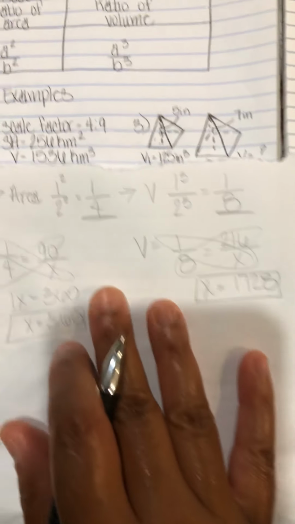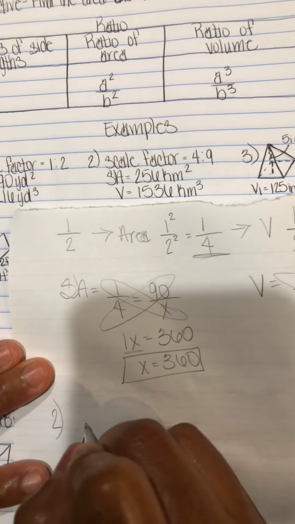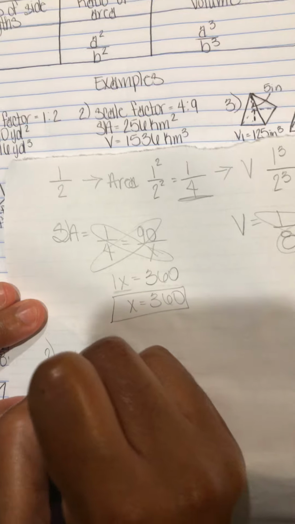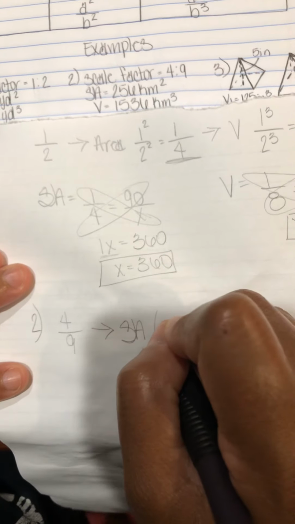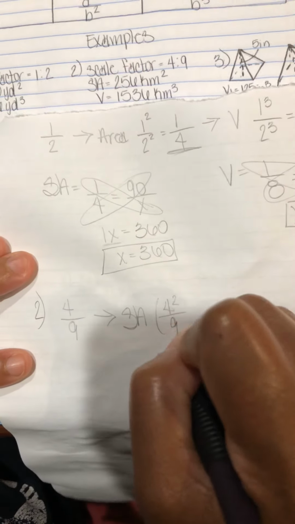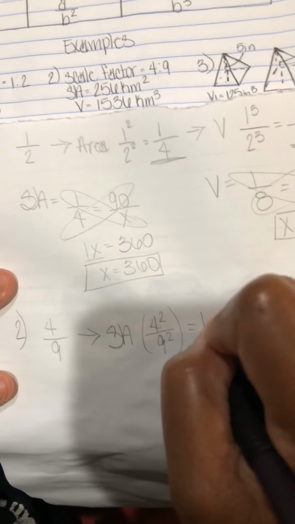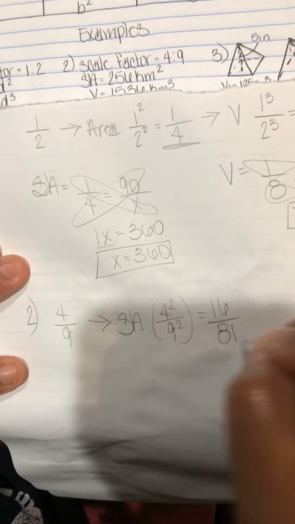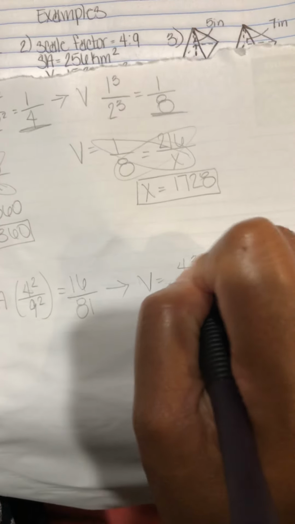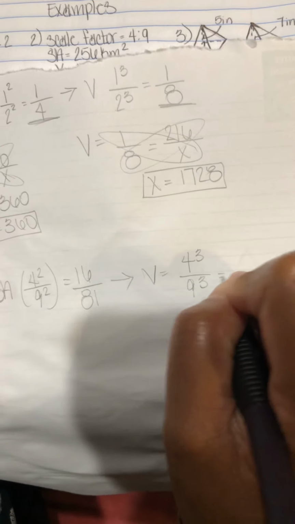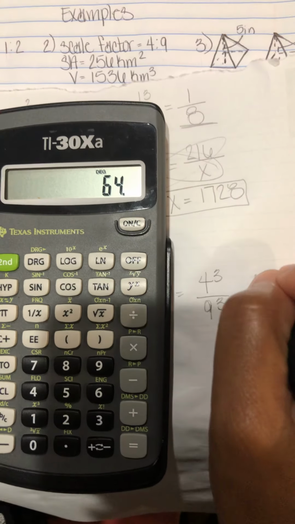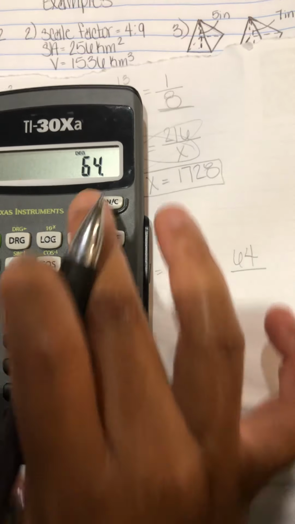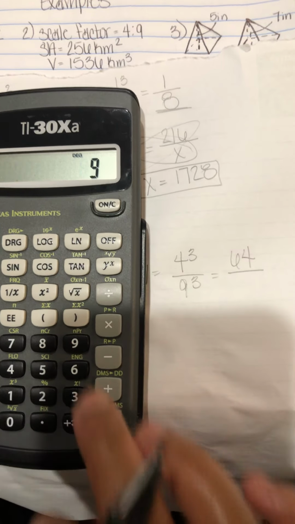All right, for number 2, it says that I have a scale factor of 4 to 9. So when I transfer this into surface area, remember that means squaring it. So 4 squared over 9 squared. 4 times 4 gives me 16. 9 times 9, 81. When I want to change this to volume, I'm going to use 4 to the 3rd power, 9 to the 3rd power. 4 times 4 gives me 16, so 16 times 4 gives me 64. 9 times 9 gives me 81. 81 times 9 gives me 729.